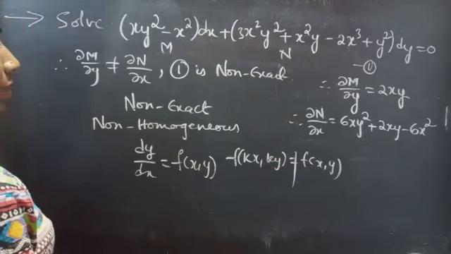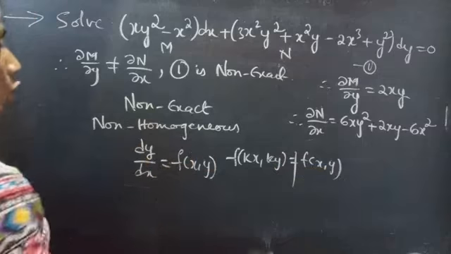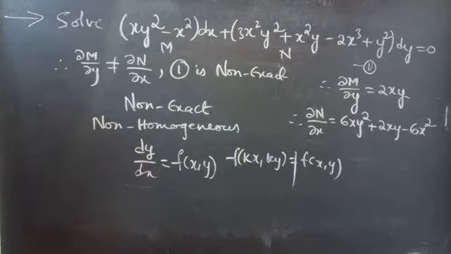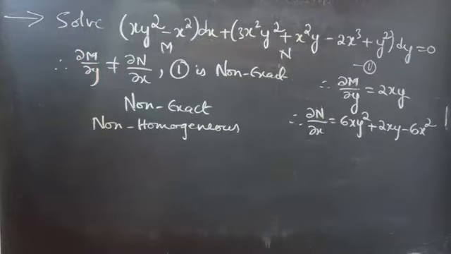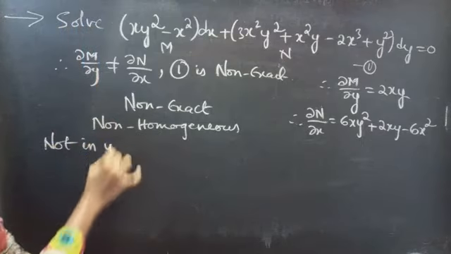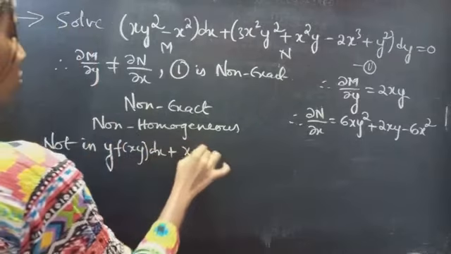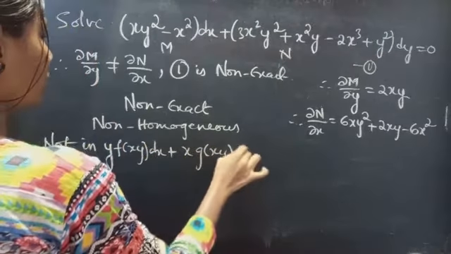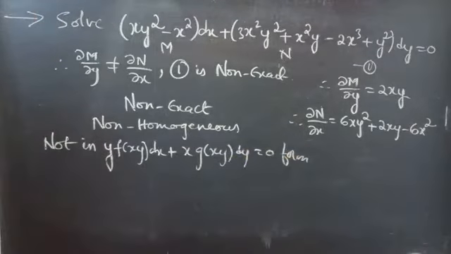If f of kx, ky is not equal to f of xy, then we call it a non-homogeneous differential equation. Fine. And also, the given equation is not in the form y into some function of xy into dx plus x into some function of xy into dy equals 0, right? Now we'll choose the suitable integrating factor by observing M, N and their partial derivatives.